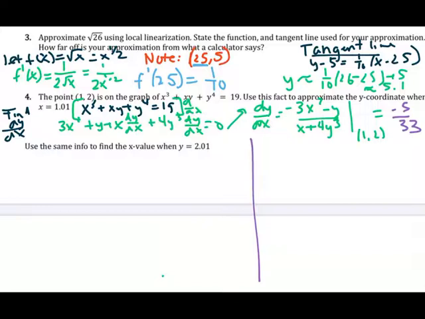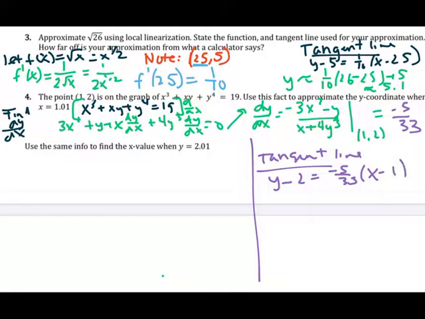So now we can write our tangent line. Our tangent line is going to be y minus 2 equals the slope we just found times x minus 1, which is the x value from the ordered pair that we started with. To approximate f of 1.01, which is what the question is asking us to do, negative 5 over 33 times 1.01 minus 1 plus 2, that's going to give us our approximation, which is 1.998.